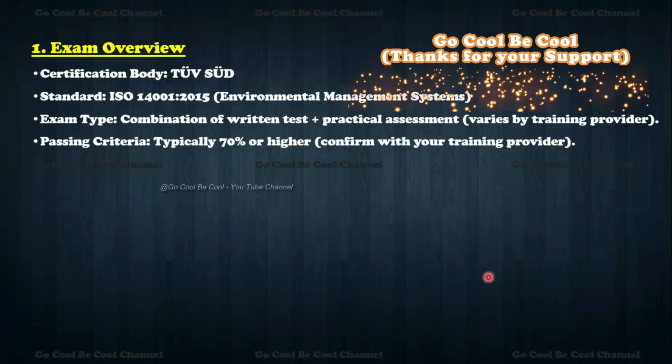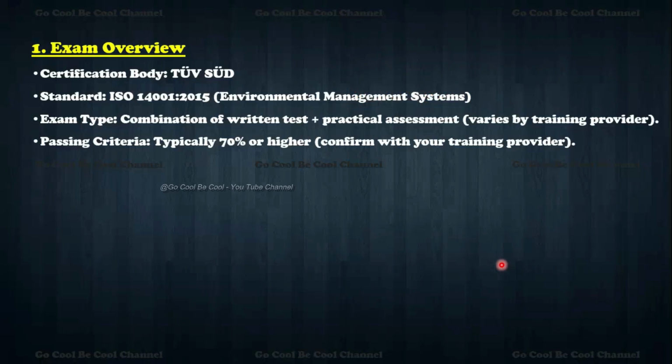ISO 14001 Environmental Management Systems exam type is a combination of a written test plus a practical assessment. It varies by training provider. Generally we have MCQ, the multiple choice questions, and then on the final day, NC writing, exercises and workshops. Based on the marks, you will then be given pass or fail. That will be treated as exam completion and everything.